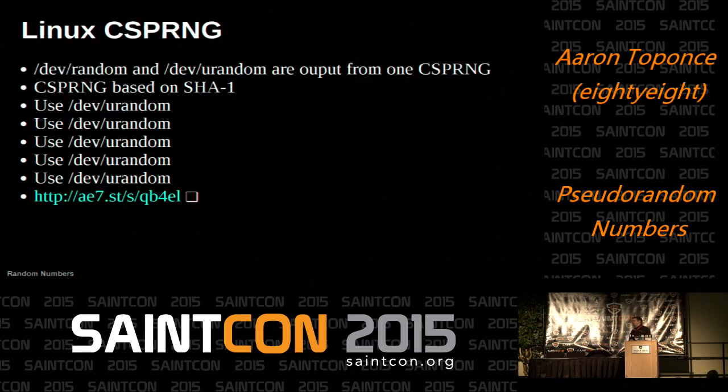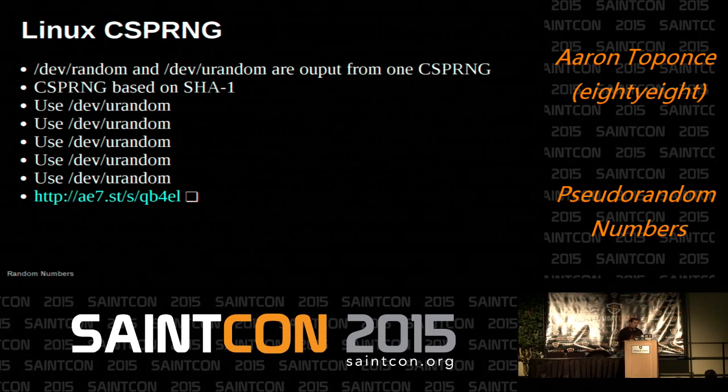All right, lastly, before I finish up, the Linux random number generator. The Linux random number generator is cryptographically secure, and there are two ways you can read from that generator. You can read from /dev/random, or you can read from /dev/urandom. Both of them come from the same cryptographically secure pseudorandom number generator, which uses SHA-1. The only difference is /dev/random will block when the system thinks that the entropy of the state of the system is low, where /dev/urandom will not. It'll just give you the output of the SHA-1 generation from the generator.